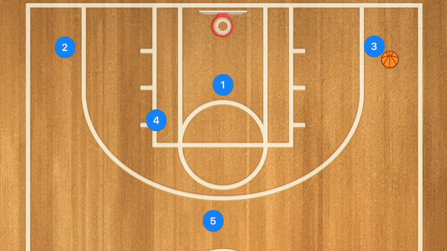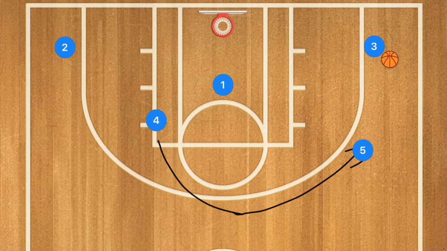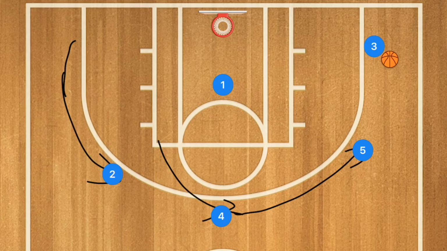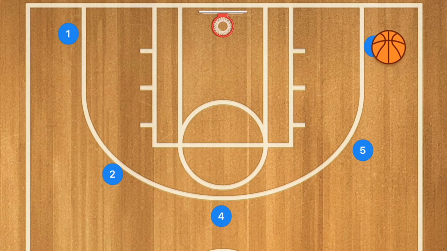If that's not open, player 5 is going to then fill out towards the wing. Player 4 can fill out towards the point. Player 2 will fill out to the wing, and then player 1 will fill out towards the corner. Player 3 can then pass to player 5, and we have to remember this is one big circle.